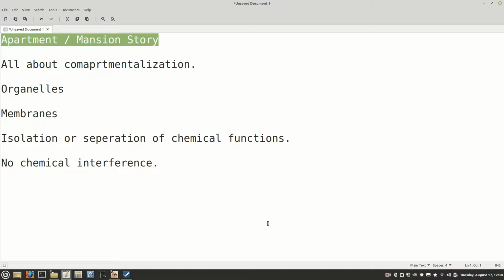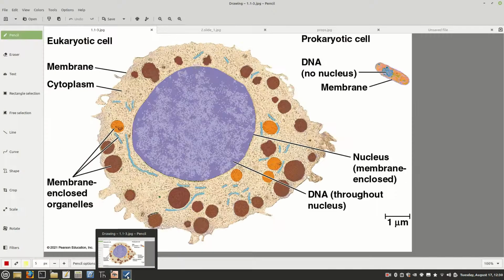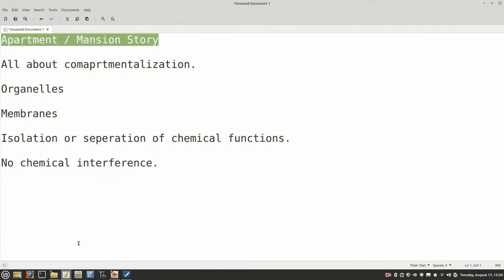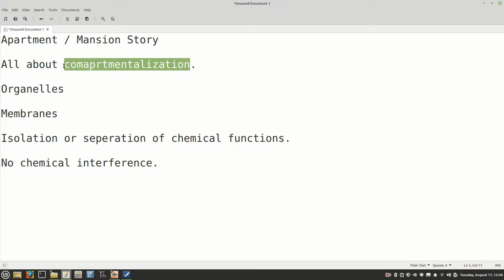Call this lecture or this story the apartment in the mansion story. The idea is that the prokaryotic and eukaryotic cells that we've been talking about many times already are different, not so much because of their size, although there's certainly a size difference, but because this eukaryotic cell, this big one here, has these little compartments. So there's a term we need to learn real quick, and that is compartmentalization. That's what this story is really all about.